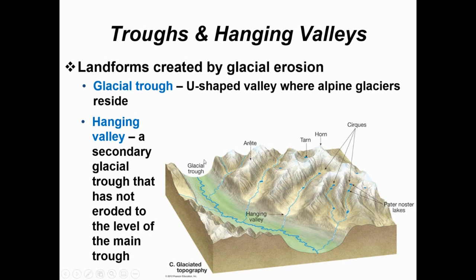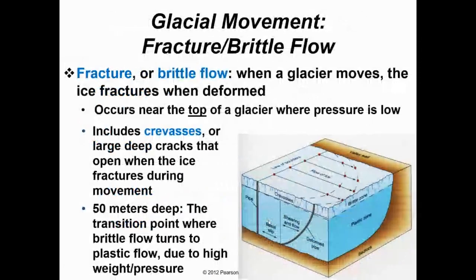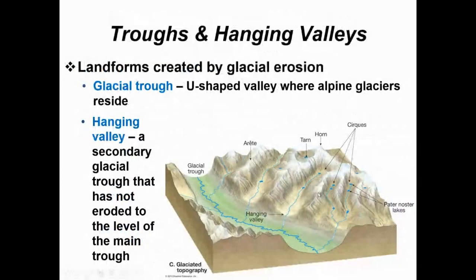So the first is the main trough. It's called the glacial trough. It's basically the main valley in which the main glacier resides. So in this instance, what you're seeing is this glacier found within the main trough. And then often what happens, kind of like with streams, you have tributaries. There are little side mini glaciers that come off from the main glacier. Those form in what's called a hanging valley.